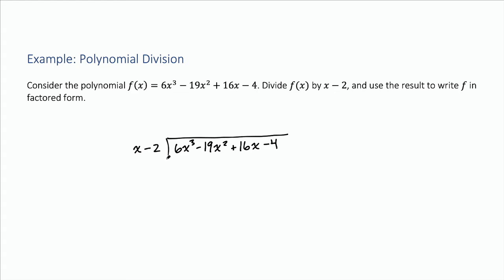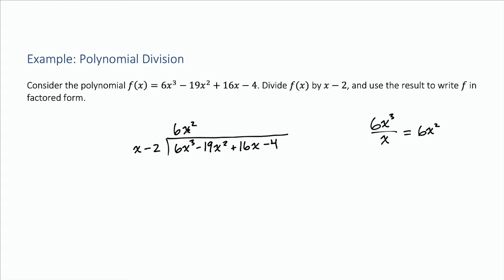The next thing we need to do is take the first term here, 6x cubed, and divide it by the first term out here. So 6x cubed divided by x. Let me write this out here. 6x cubed, we divide that by x. We simplify by canceling an x out. This is just 6x squared. We're going to put that right up here, 6x squared.